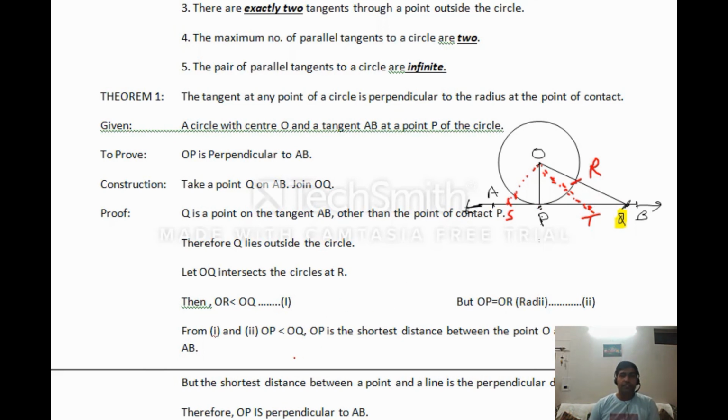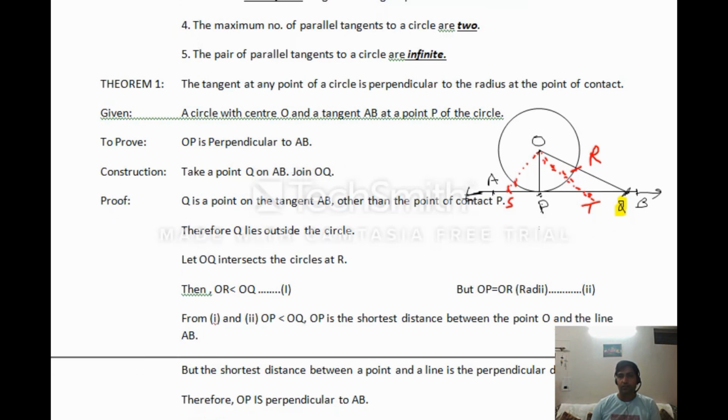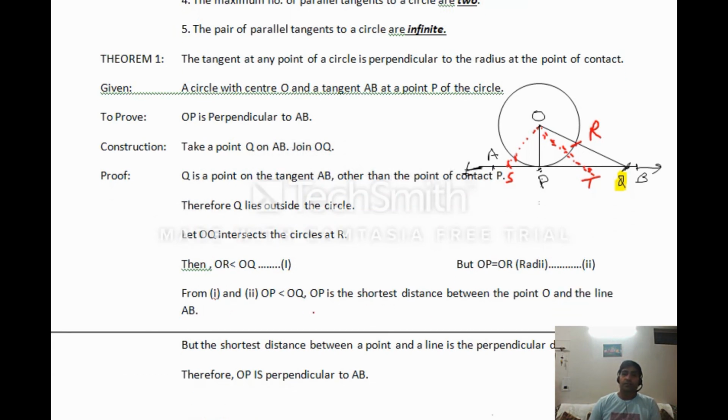So we can say that OP is the shortest distance. But you know, of all the distances from a point to a line, the shortest is the perpendicular one. Are you getting it? The shortest distance of a line from a point is always perpendicular. So hence the theorem. Look at what is written: the shortest distance between a point and a line is the perpendicular distance. Therefore, OP is perpendicular to AB.